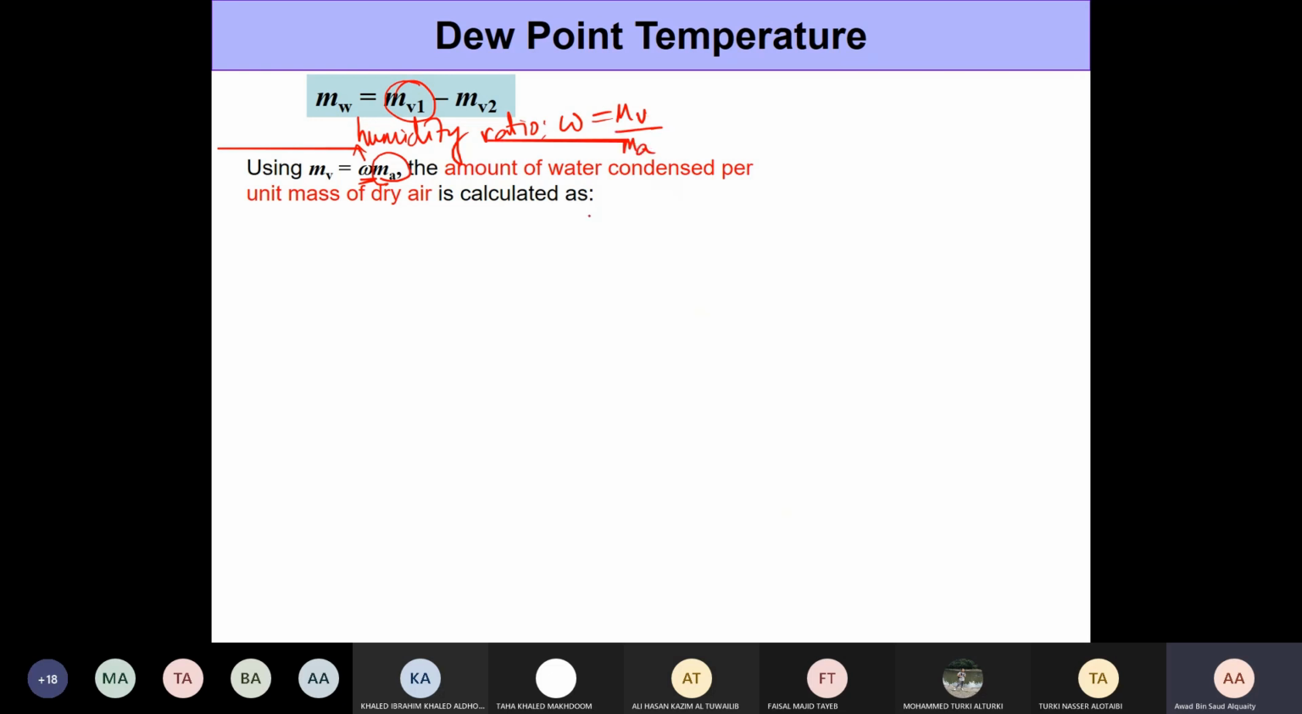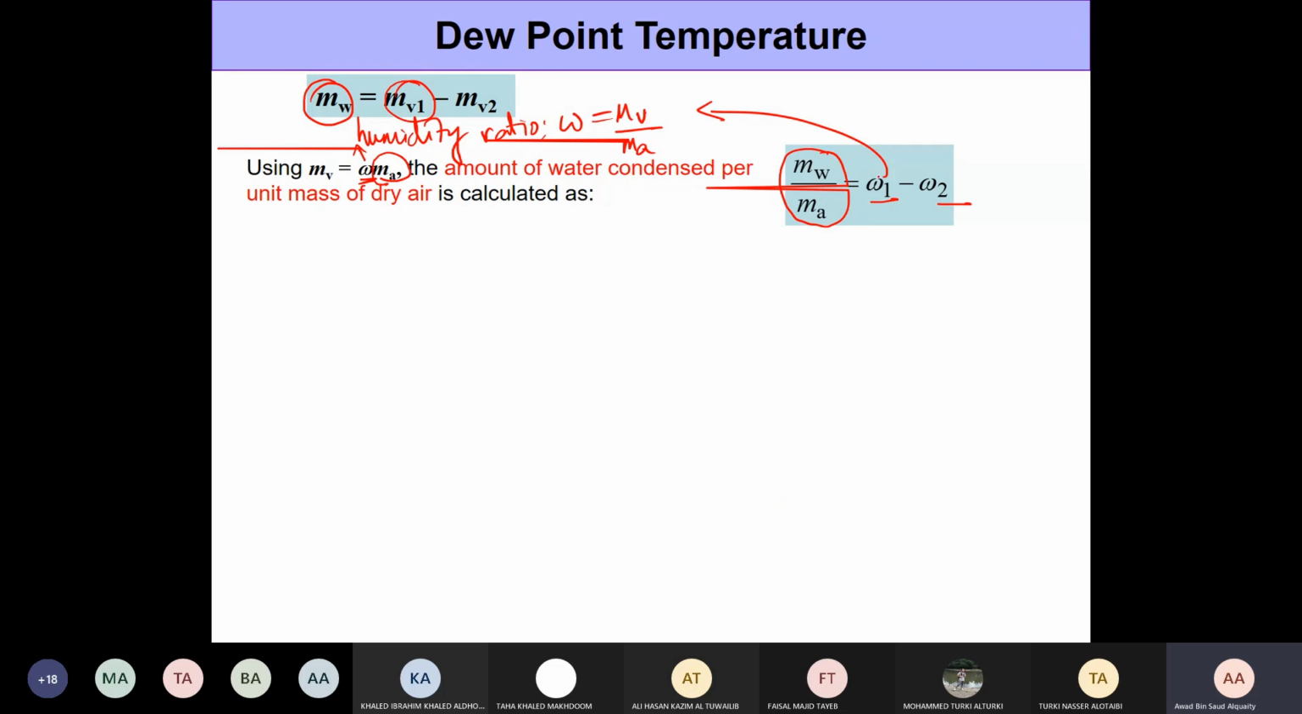Okay, mv by ma. Now we can divide this entire quantity, the mass of water that got condensed, by the mass of dry air to write it in terms of omegas, right? In terms of the humidity ratio for the two states. So we can write mw by ma as omega 1 minus omega 2. Why is it omega 1? Well, omega is simply mv by ma, and we are dividing the quantity on the right by ma. Okay, so this is how you can determine the quantity of water vapor that's condensed per unit mass of dry air. Simply subtract the humidity ratios for the two cases.